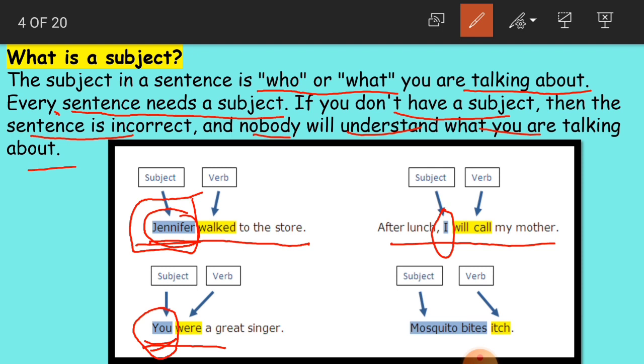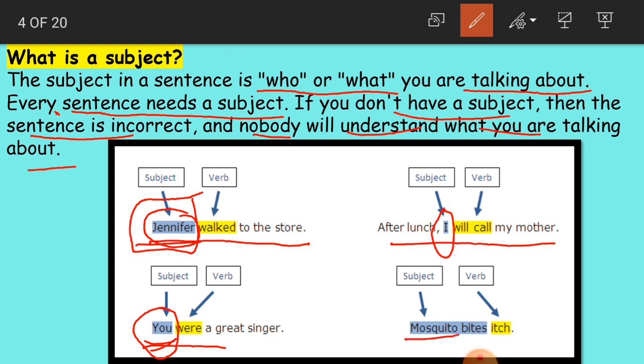After lunch, will call my mother. Will do it. No, that is wrong again. So here definitely you have to mention who is going to call, who is going to do that particular work, whatever it may be, either I, either you or somebody else. Okay, so this is again the correct sentence.